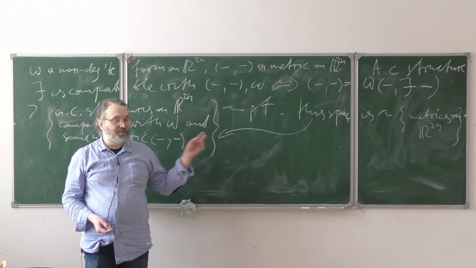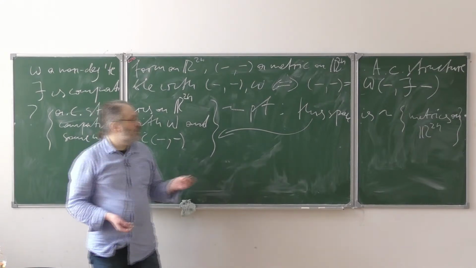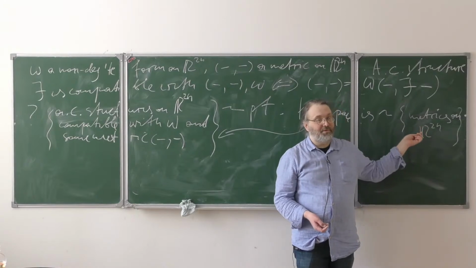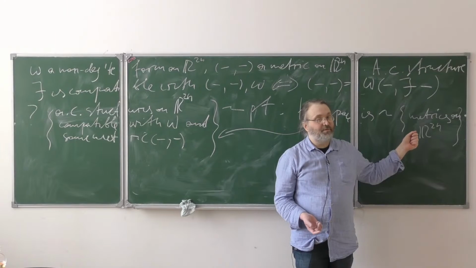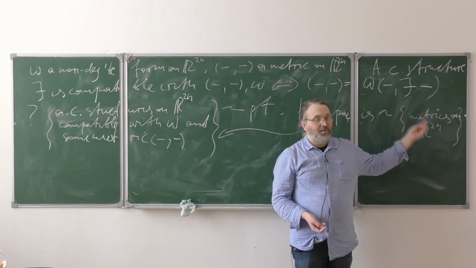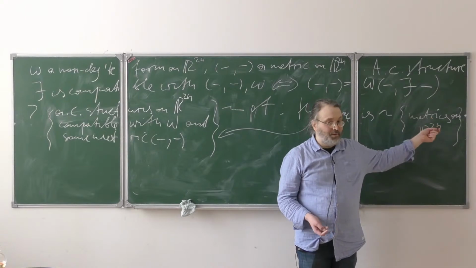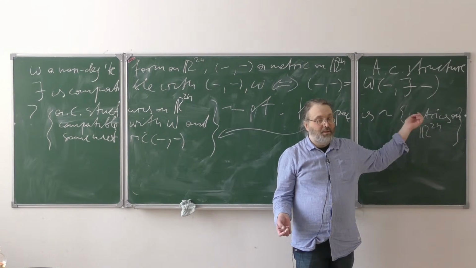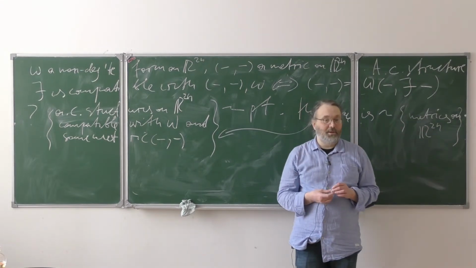Is this clear to everyone? Can you repeat the statement? The space of all metrics, meaning the space of all bilinear symmetric forms, non-degenerate, positive definite, on R^2n, and in fact on R^m for arbitrary m, is contractible. Oh, it's not immediately clear.